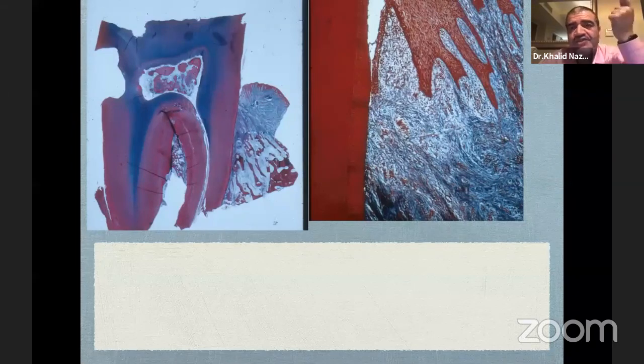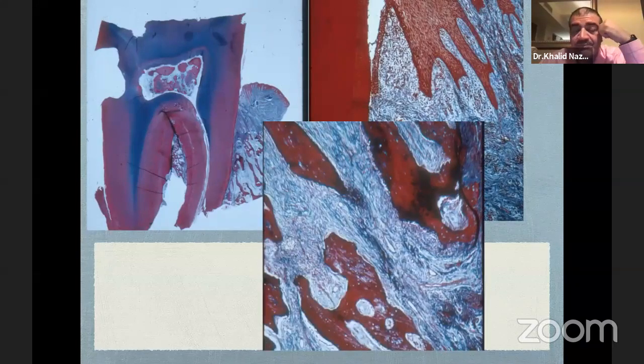So properly designed orthodontic movement, yes, can help fix part of the periodontal problems. And this is a bone with Haversian system, as you can see. These are very, very rare and special slides.